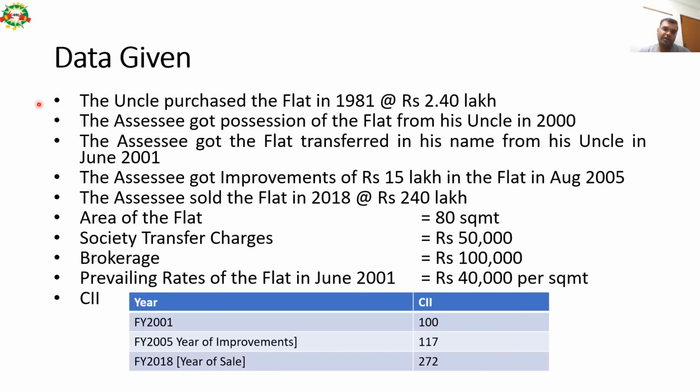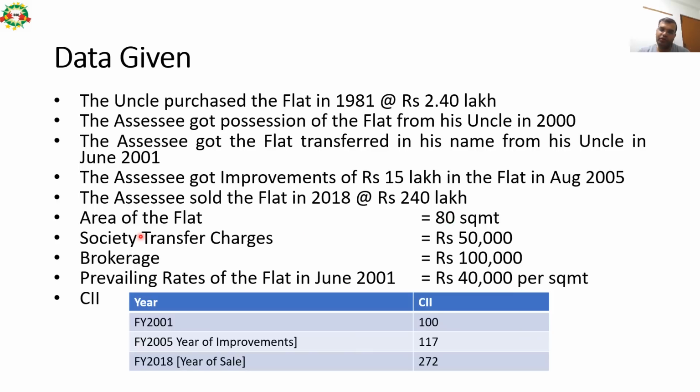So a lot of data is given in the question. The uncle actually purchased the flat in 1981 at a cost of 2.40 lakh. The assessee got possession of the flat from his uncle in the year 2000. However, the assessee got the flat transferred in his name in June 2001. So he got possession in 2000, but the title got transferred in June 2001. The assessee made an improvement of 15 lakh rupees in the flat in August 2005. The assessee sold the flat in 2018 at a cost of 240 lakh rupees.